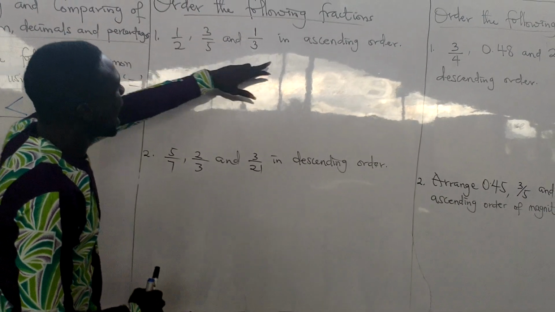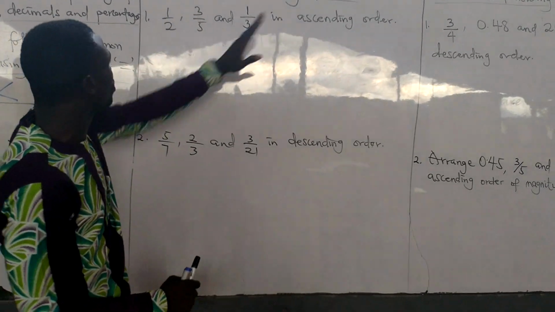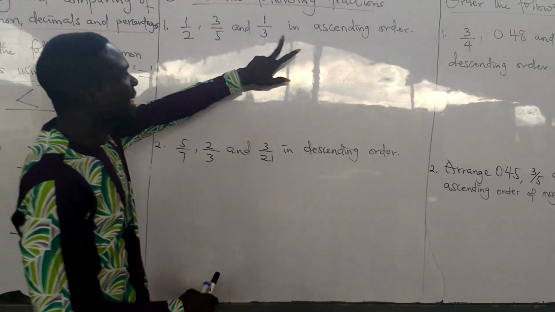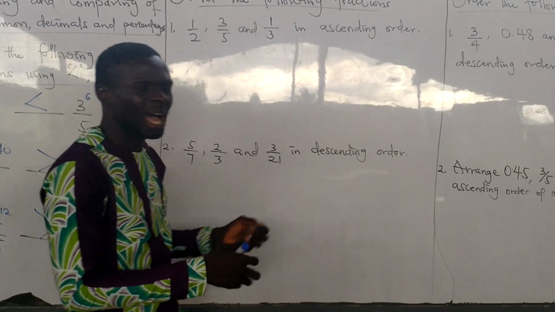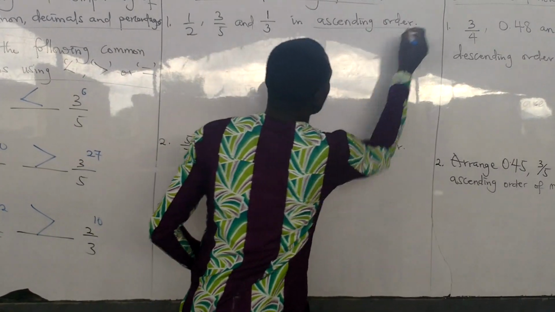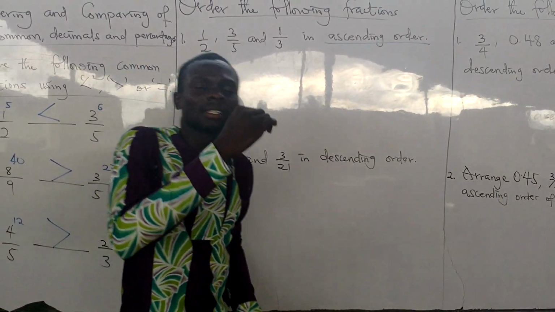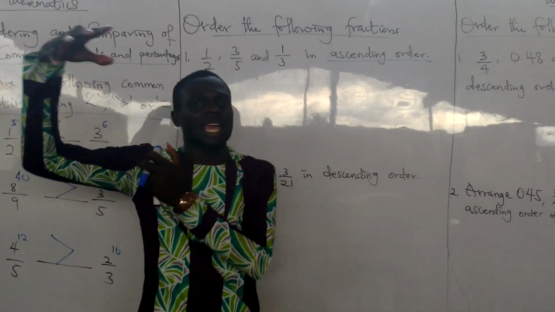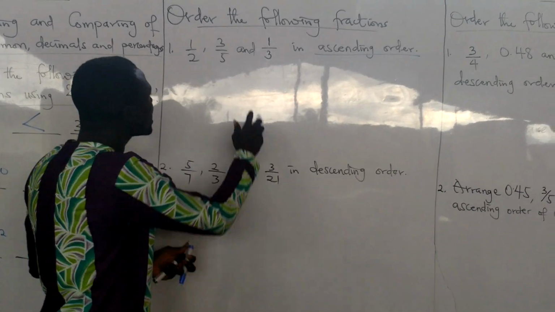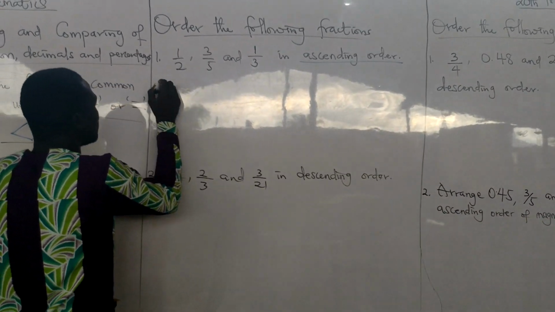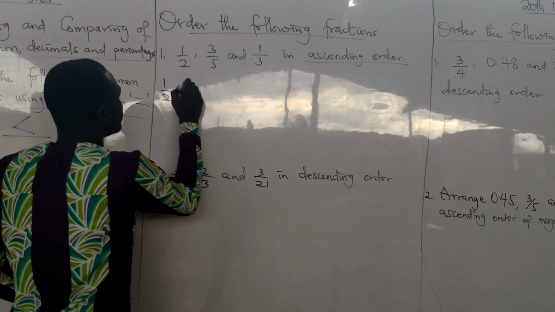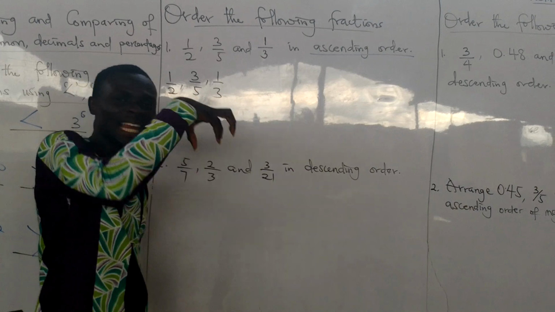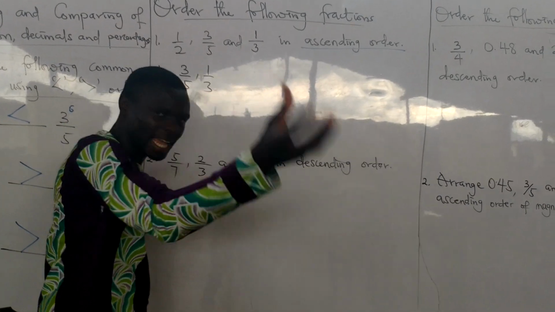So I'm to ascend. It says order the following: 1 over 2, 3 over 5, and 1 over 3 in ascending order. So you ask yourself, what is the meaning of ascending order? Ascending order simply means the arrangement should be from the least to the highest. So how can I compare the fractions that I have here? 1 over 2, 3 over 5, and 1 over 3. How can I know the least, the highest?